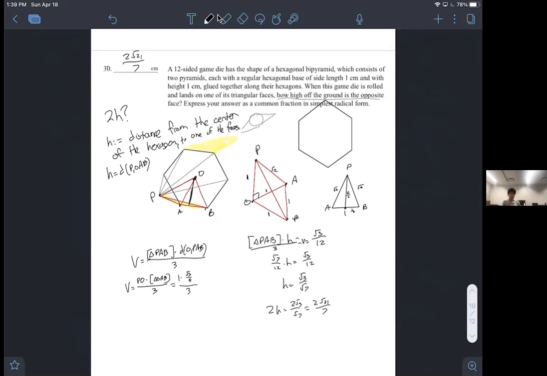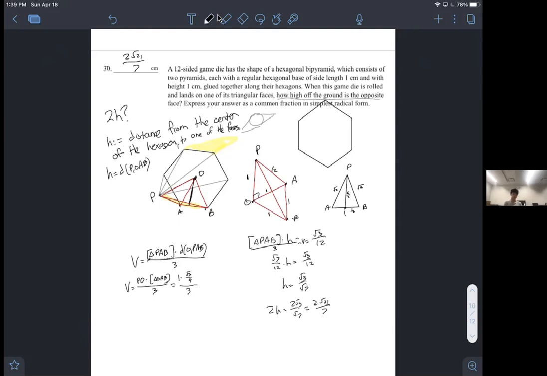So the main idea here was to first figure out that the distance between the bases is just 2 times the distance from the center of the hexagon to one of the faces, because the center of the hexagon is at the center. It's obviously halfway between the 2 faces that we're trying to find the distance between.